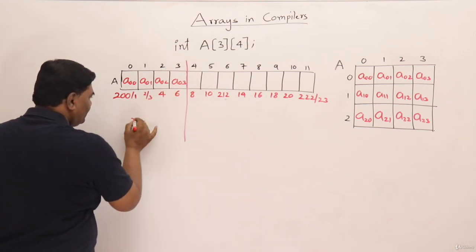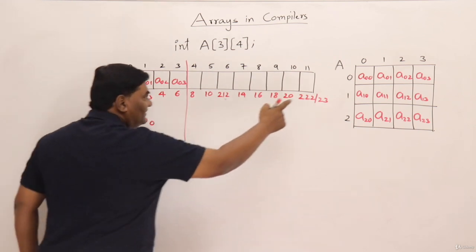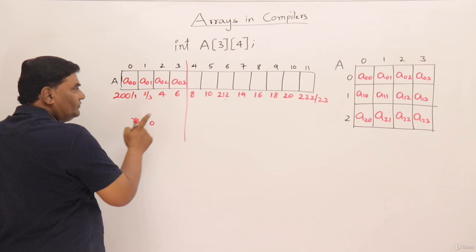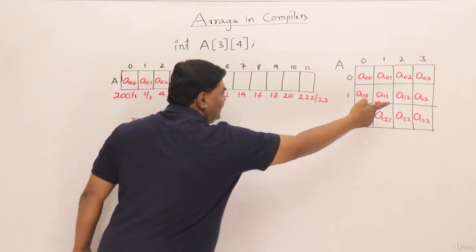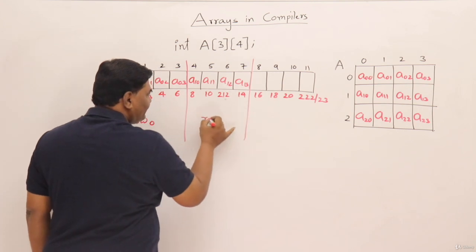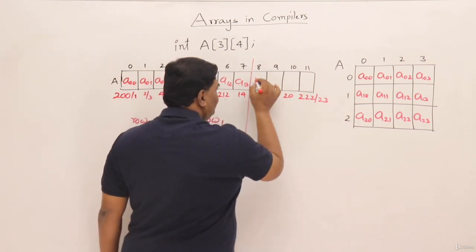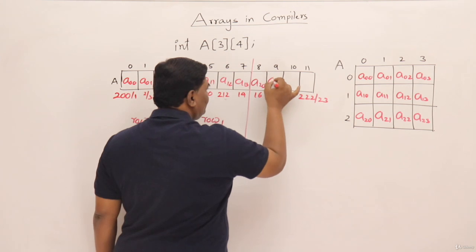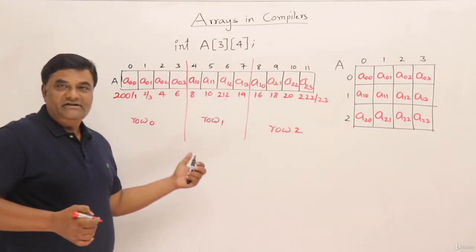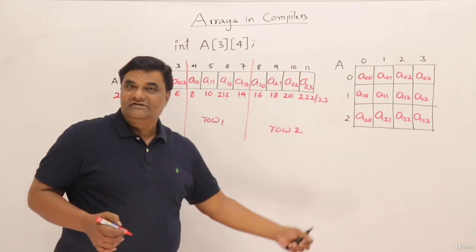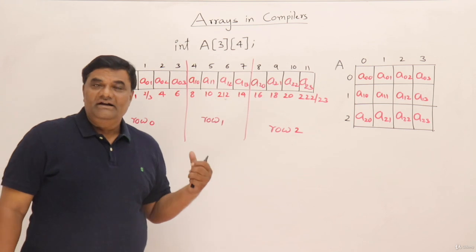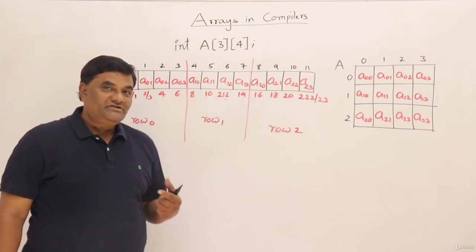So this is row number 0. This is index 0. So I have completed the first row, that whose index is 0. Now I will write down the elements of the next row. This is row index 1. Then the last row, A20. So this is row index 2. So that's how the elements of that two-dimensional array are mapped on a single dimension array row by row. So this is row major mapping.